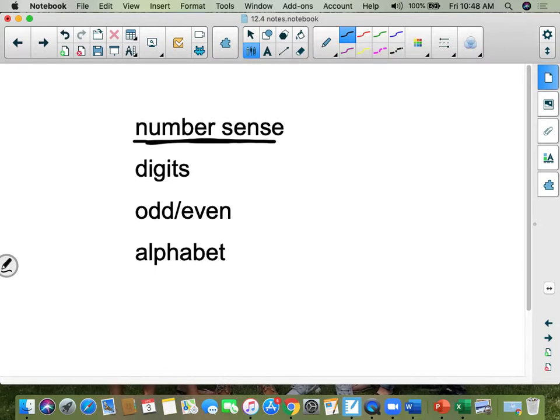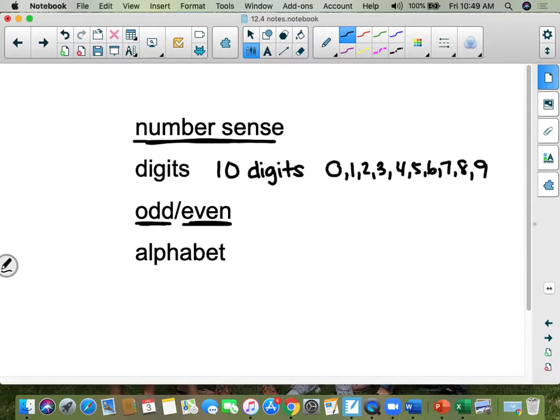For example, you need to know that there are only 10 digits. If they ask you to find the digits, there are only 10 digits, and the digits are 0, 1, 2, 3, 4, 5, 6, 7, 8, and 9. There are 10 digits. You have to know how an odd number and an even number works. I know some of you are thinking, wow, this is really basic stuff, but it isn't. This is very confusing for a lot of students.